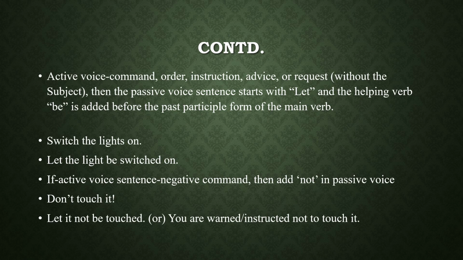Our next rule says that if the active voice sentence consists of a command or order, or maybe a piece of advice or a request, and when we try to convert such sentences into their passive voice counterparts, we will have to begin the passive voice sentences with the word let, and then the helping verb be will be added before the past participle form of the main verb. For example, switch the lights on will become let the lights be switched on.